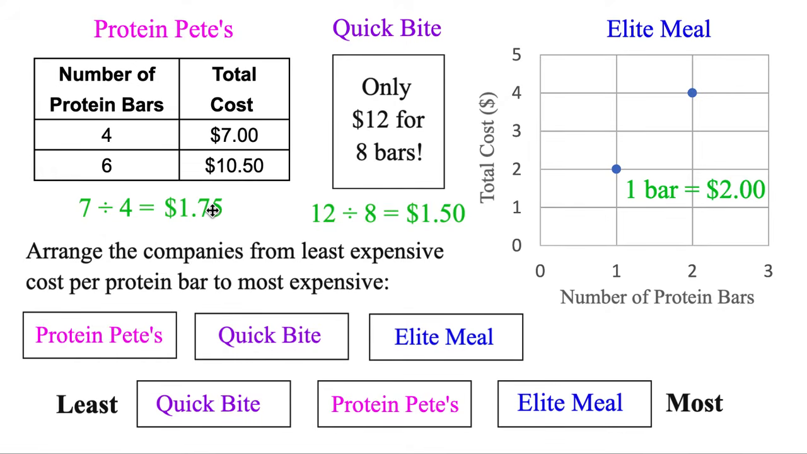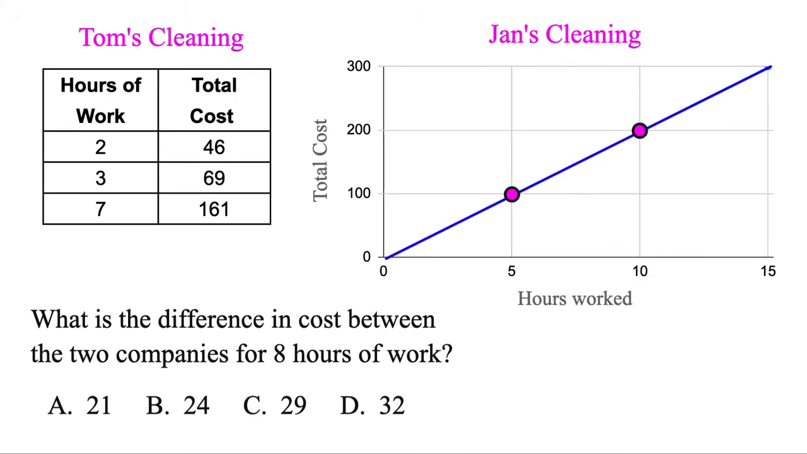So once you get these down to a cost per one item, then it's very easy to line them up and compare. Let's look at one other example now. What is the difference in cost between these two companies for 8 hours of work? Well, neither of them gives 8 hours exactly, so we'll have to find out the cost for 1 hour.